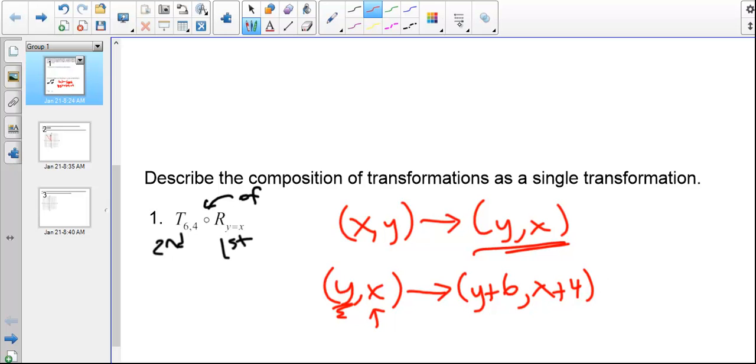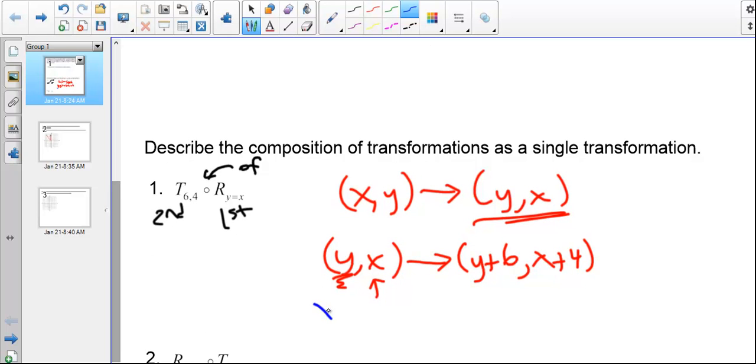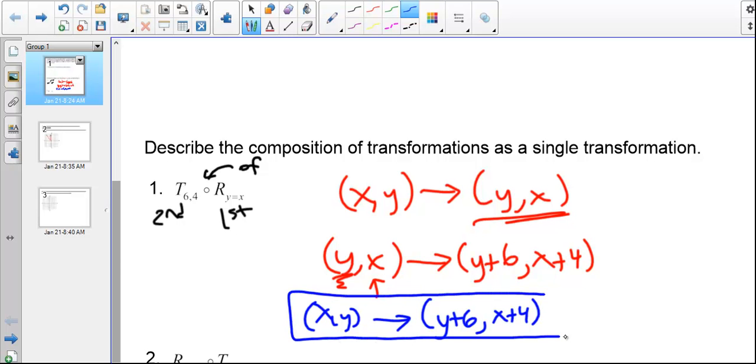So the result here is that I can write this composition of transformations, multiple transformations, as just one rule, right? And so the point (x, y) becomes the point (y + 6, x + 4). And that is one transformation that describes what's happening. I know it's a little strange to see the y added by 6 means to the right, but it's because we've already switched it because of the reflection.